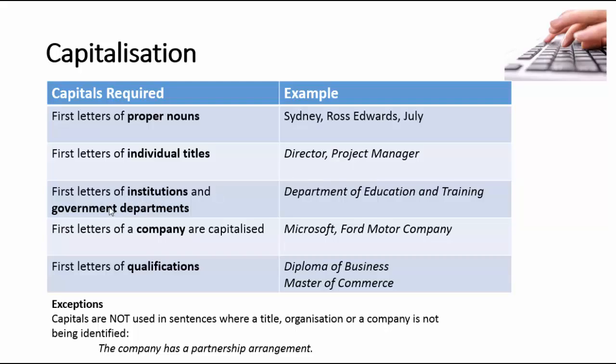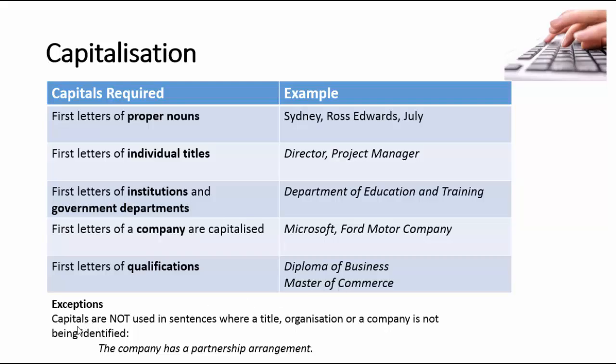First letters of institutions, government departments, so the Department of Education and Training, DET, must have the capitals there. First letters of a company are capitalized, so Microsoft or Ford Motor Company. First letter of qualifications, Diploma of Business, both the D and the B capitalized. Master of Commerce, again the M and the C capitalized.